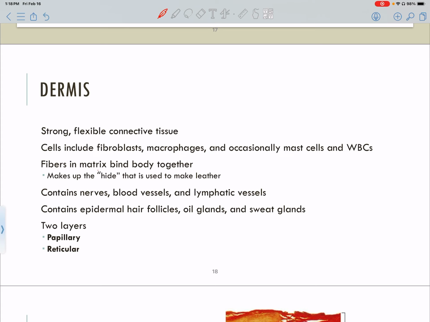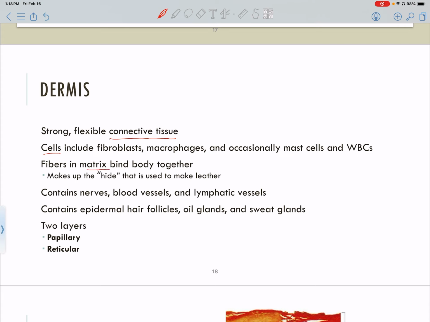It's predominantly made up of connective tissue and has a lot of properties of connective tissue proper. So it's going to include the same cells that we're talking about if we're talking about CTP. And that's going to be fibroblasts, macrophages, and sometimes we'll see mast cells or leukocytes. And because we're talking about connective tissue, we're talking about cells in a matrix. So that's what we're going to have here.